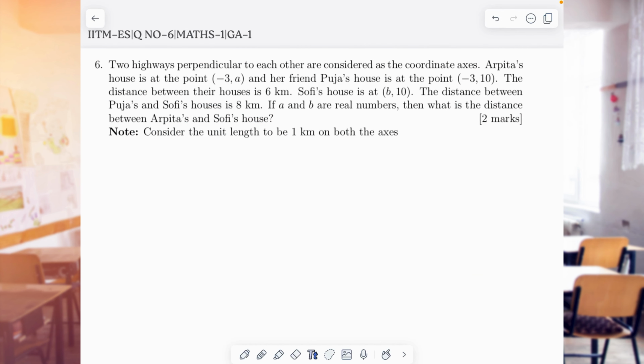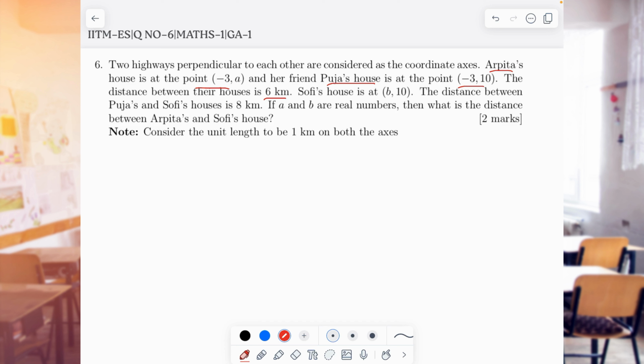Hi everyone. Now we are going to look at the sixth question of IITM-Math Maths-1 for GA1. Okay, so we can deduce from the question. They have clearly given there are two highways perpendicular to each other. So Aprita's house is at the point minus 3 comma a. Pooja's house is at the point minus 3 comma 10, and the distance between the houses is 6 kilometer.